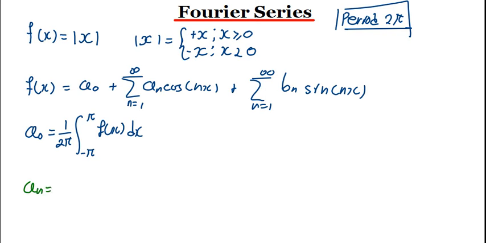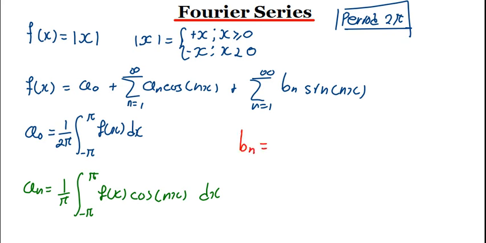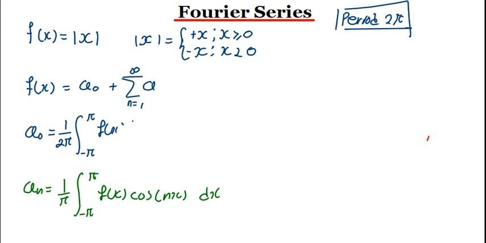Then your a sub n is equal to 1 over pi, from minus pi to pi, of f of x cos nx dx. Then b sub n is 1 over pi, from minus pi to pi, of f of x sine nx dx, and that's how we determine the Fourier coefficients. So it's just a matter of being able to find the Fourier coefficients, then after that you go ahead and write your expression.